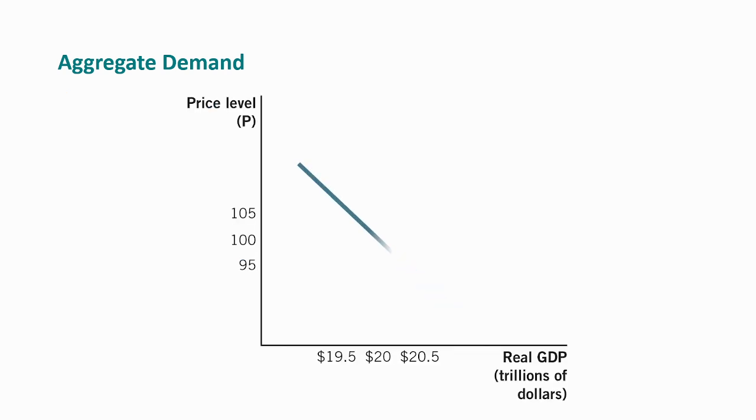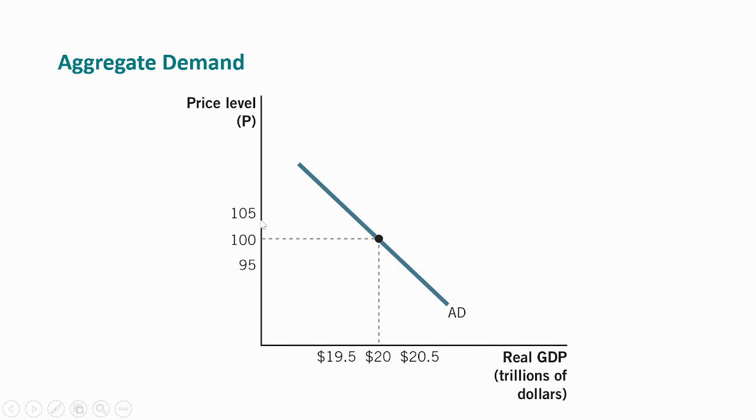So that is the figure of aggregate demand. Here you see that aggregate demand is downward sloping. It means that, what happened here? We have the first point at the price level 100, and the real GDP we have is 20.